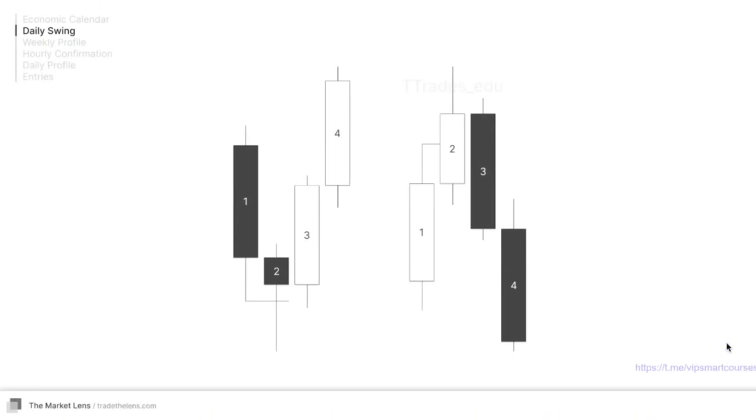Following the economic calendar and understanding which days have my focus, the next thing I look for is my swing setup. So I'm looking for a candle 2 or a candle 3 closure on the daily time frame. With a candle 2 closure, I'll be looking to trade day 3 or day 4 within the swing. With a candle 3 closure, I will be focused on trading day 4 within the swing. This is how I get my daily bias.